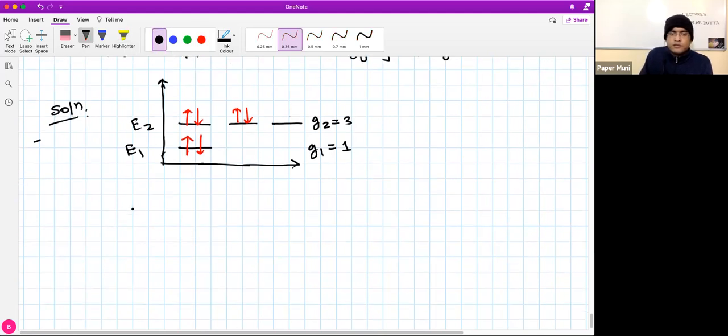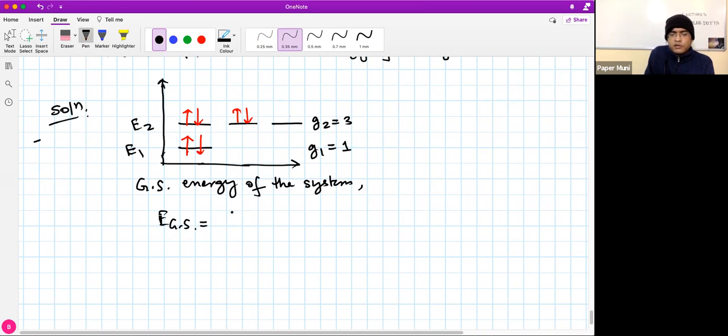Right. So now this configuration, we'll call it the ground state energy of the system. All right. So the ground state energy of the system is equal to 2 into E111 plus E211. We could have mentioned anything here. Okay, so this is E211 or E121, any of them. So now this is 4 times this value.